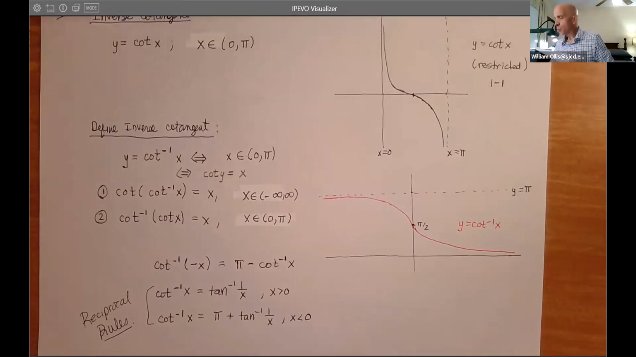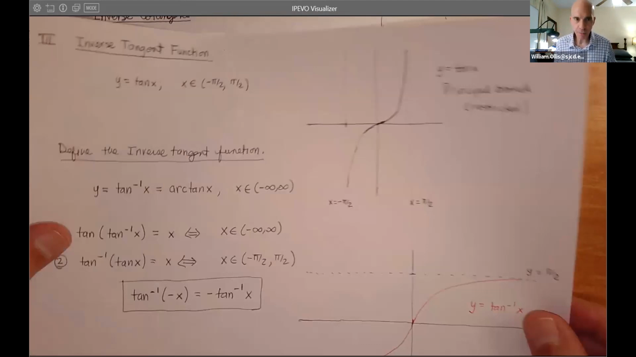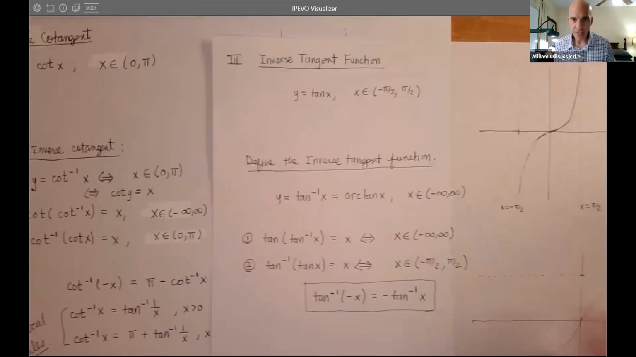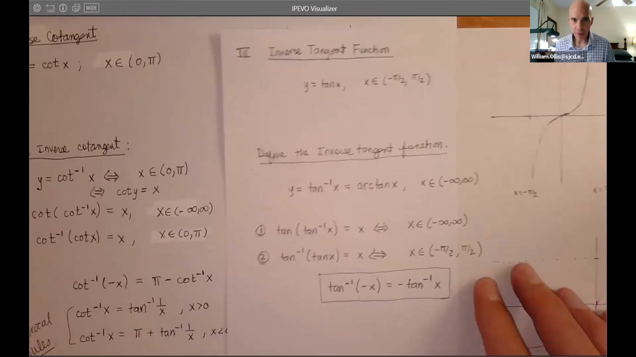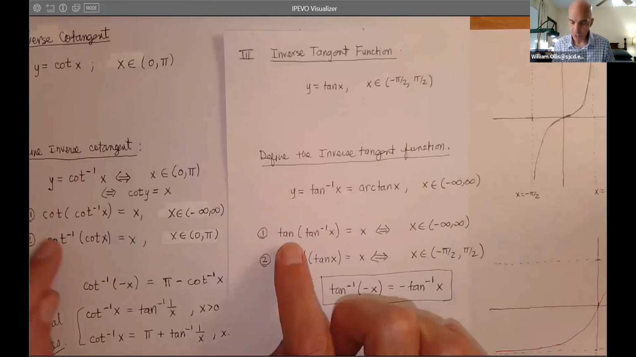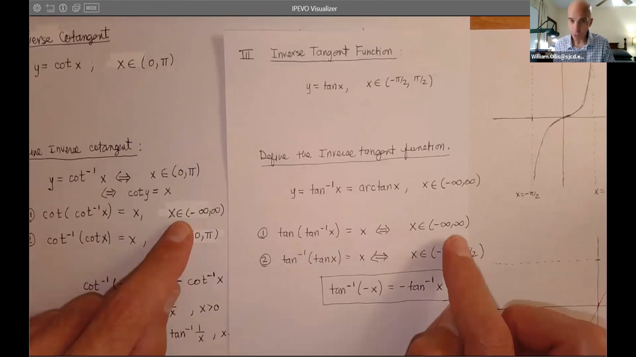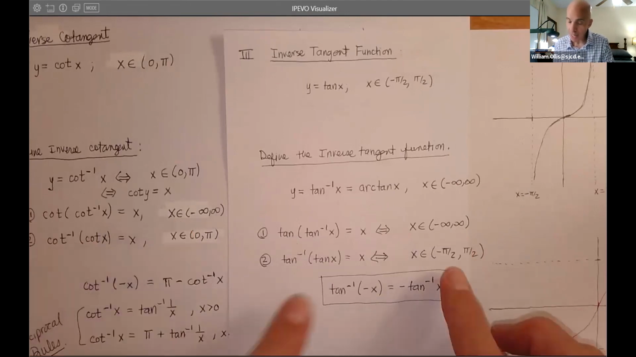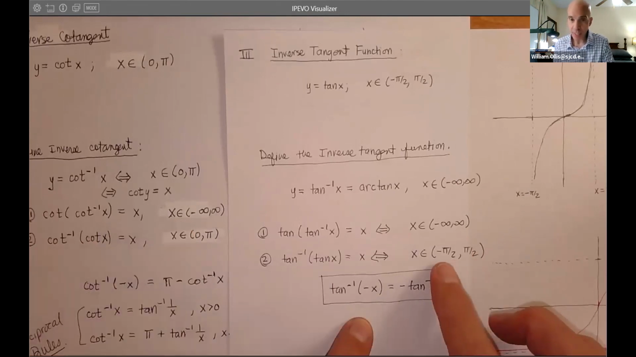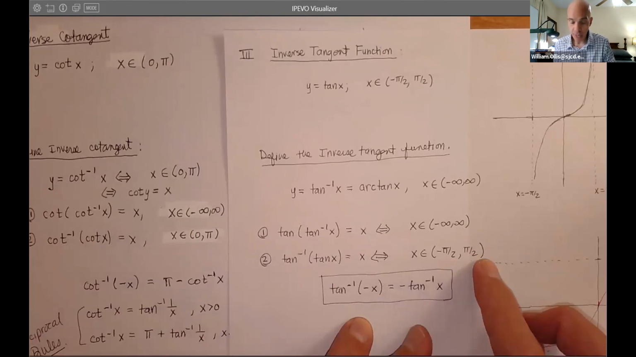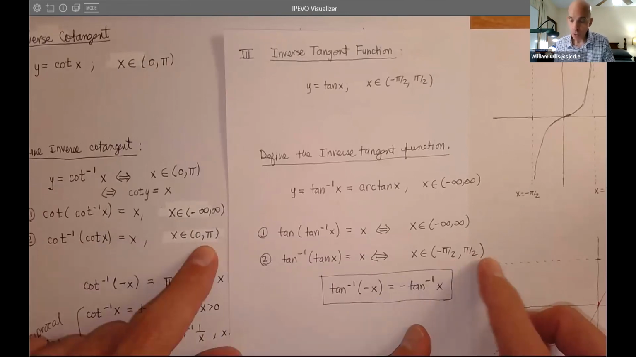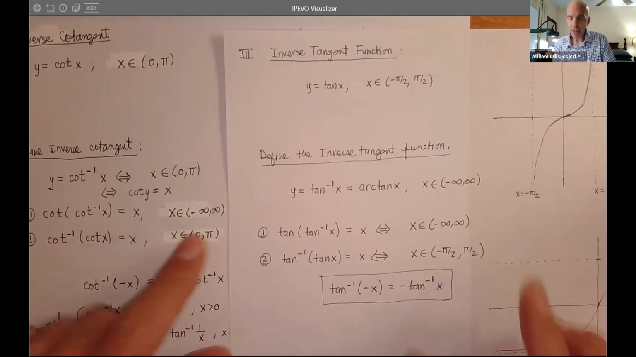So here, when we did the inverse tangent, let's just compare the two. We have the same thing pretty much. The tangent of the inverse tangent equals x. Again, the domains are the same, but now remember here for the inverse tangent, the range is between negative pi over 2 and pi over 2, and here it's 0 and pi.